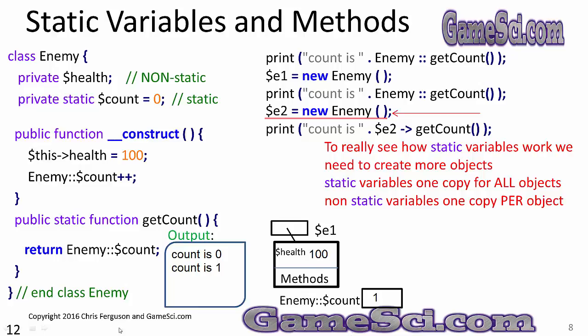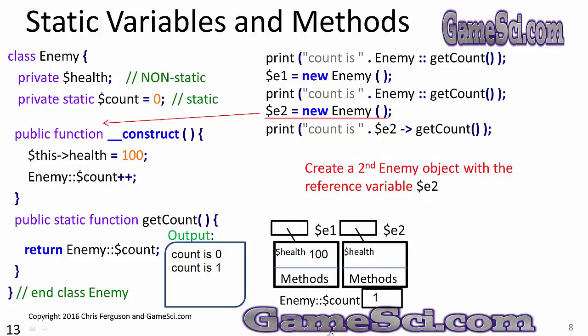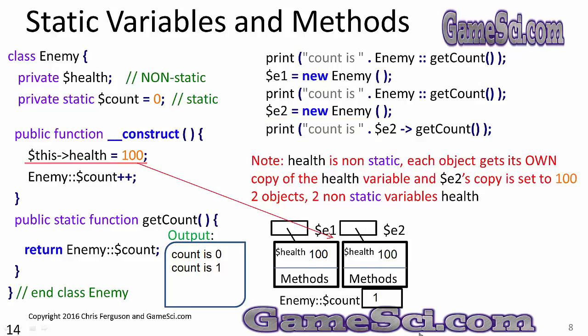Let's create an E2 object. To create the E2 object, I'm going to call the default constructor and go off and execute this code. You can see it automatically allocates space for E2. Notice how we've created another health variable. Health is non-static. Each object gets its own copy of the health variable. Remember, each of these is an enemy that's attacking you. If there's 3 enemies, they all could have a different health value. Each object gets its own copy of the health variable, and E2's copy is set to 100. I now have built 2 enemy objects, and notice how I have 2 non-static health variables.